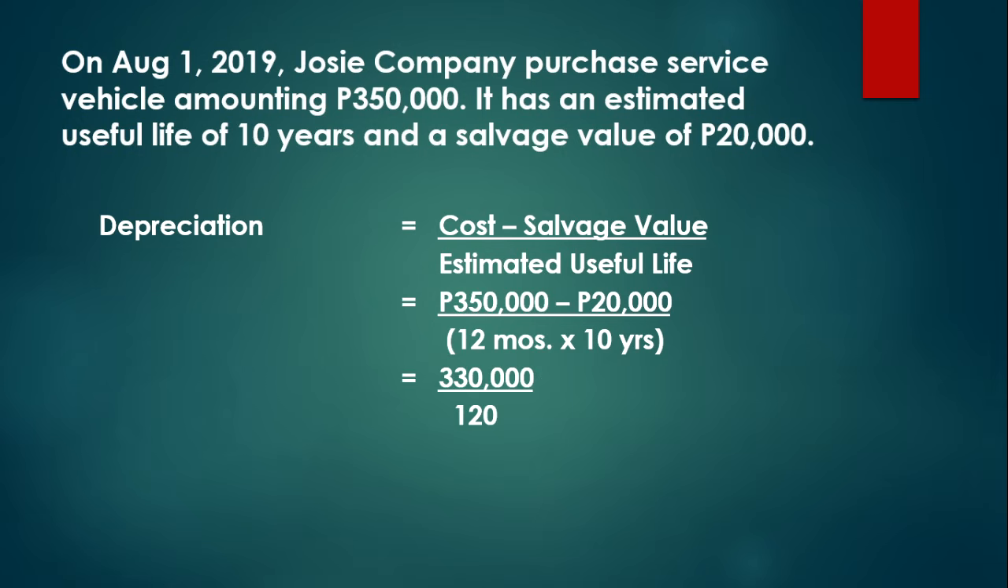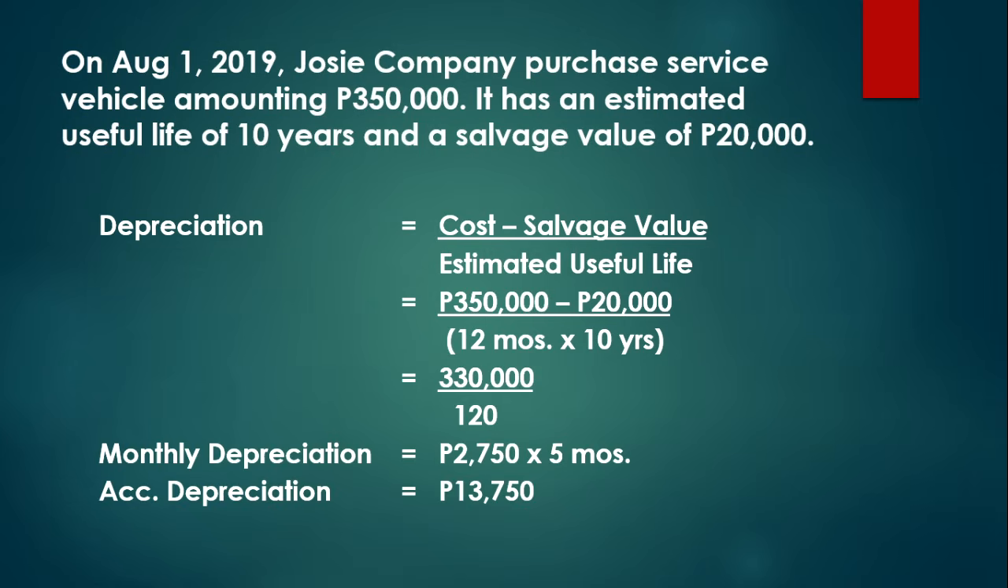So, 330,000, divided by 120 months. So, ang monthly depreciation niya ay 2,750. Pero ang lumipas nga ay 5 buwan na, August, September, October, November, December. That is 5 months. Then you have to multiply the 2,750 by 5 months, which is 13,750. That is our accumulated depreciation.